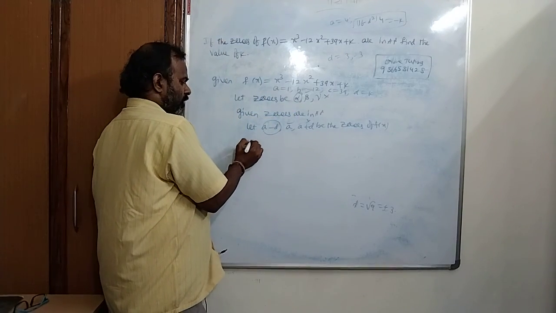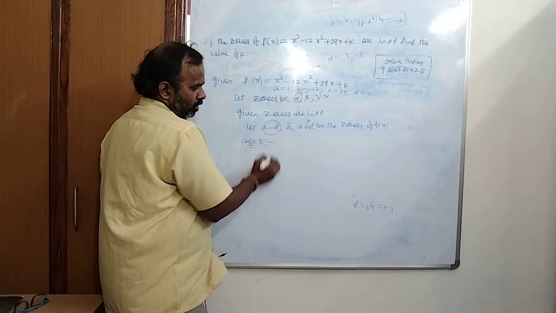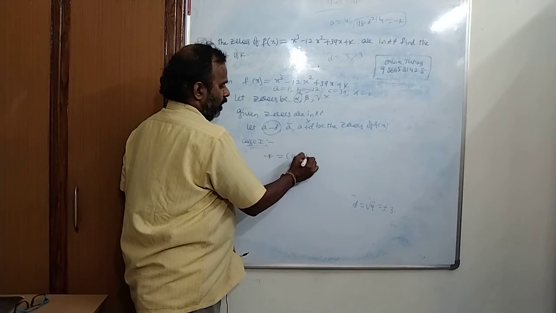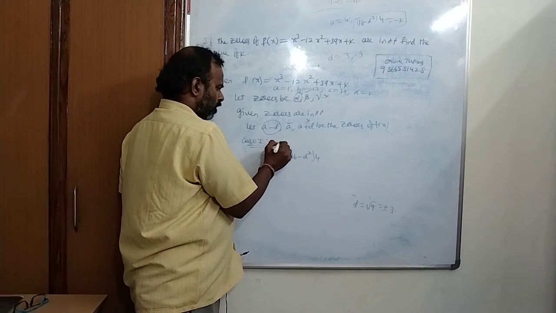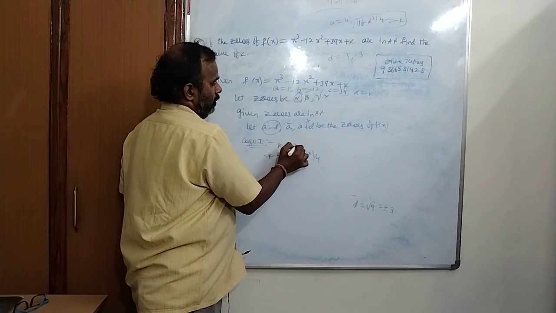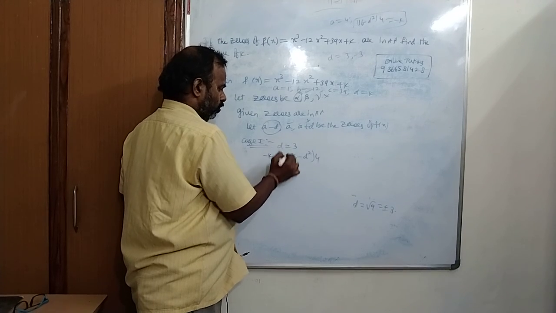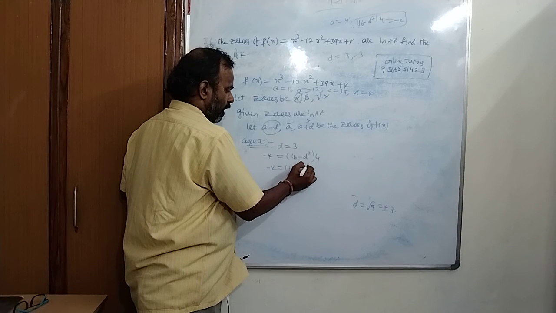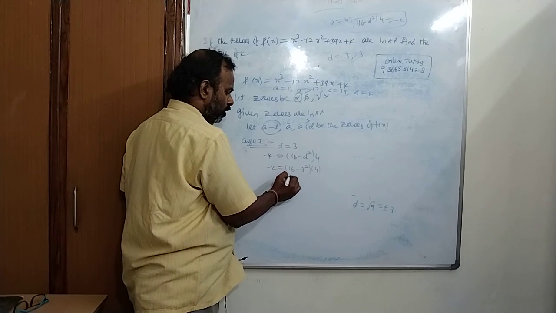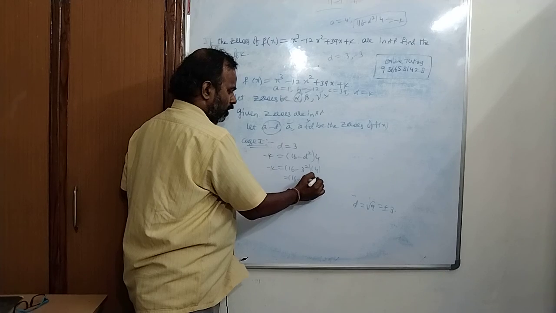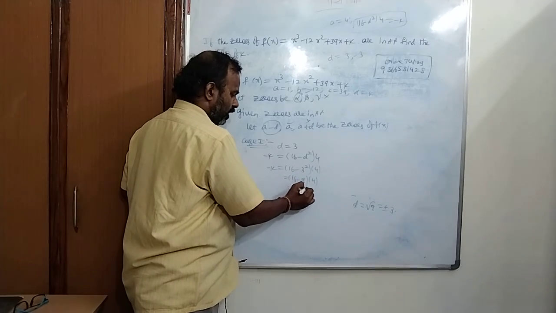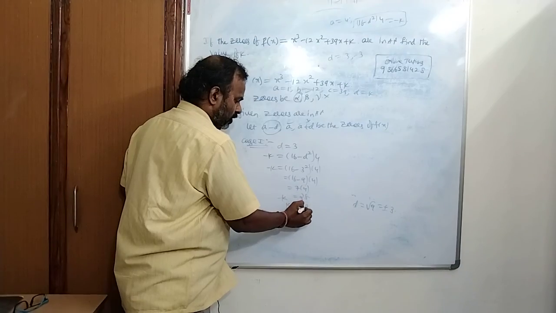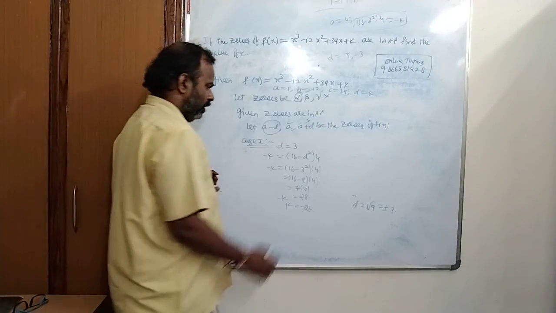So first case 1: minus k is equals to 16 minus d square into 4. So if you take d is equals to 3, minus k is equals to 16 minus 3 square into 4. 16 minus 9 into 4. 16 minus 9 is 7. 7 4s are 28. So k is equals to minus 28.